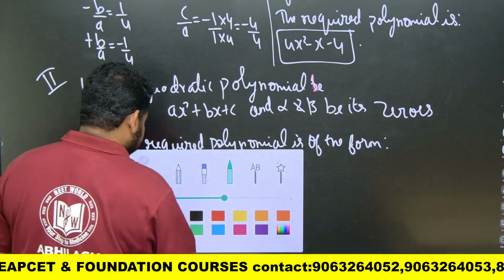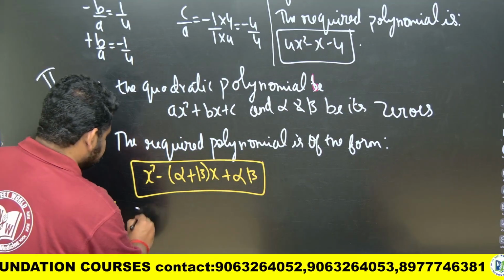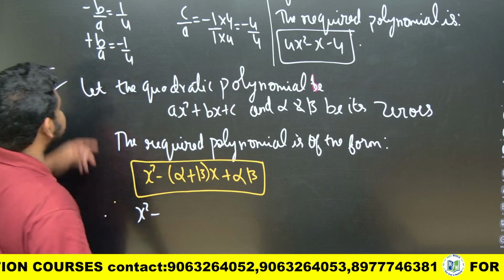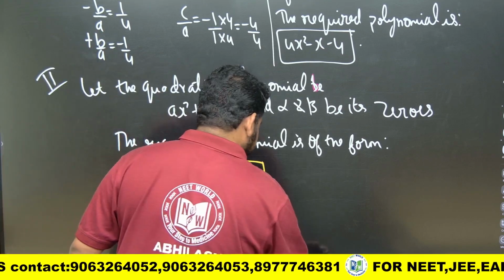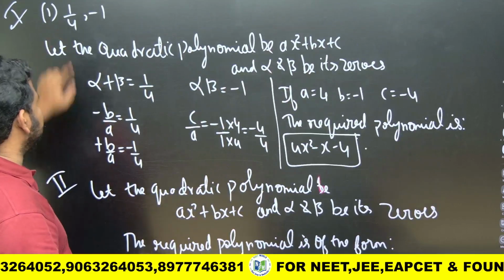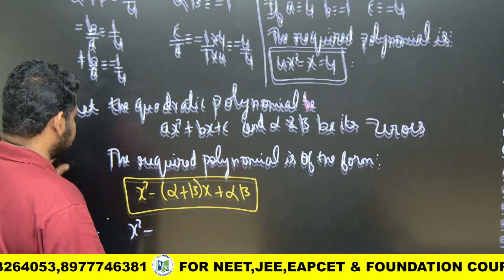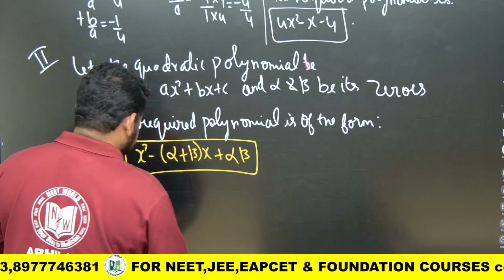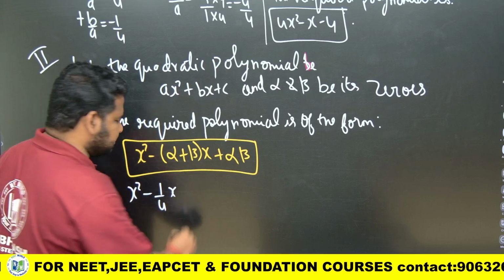Now based on this, if I put the values, x square minus (alpha plus beta). What is alpha plus beta? It is 1 by 4. You can see they have given the sum of the zeros, which is 1 by 4. And the product of the zeros is minus 1. So if I put the values directly, I get x square minus 1 by 4 x, and the product of the zeros is minus 1.